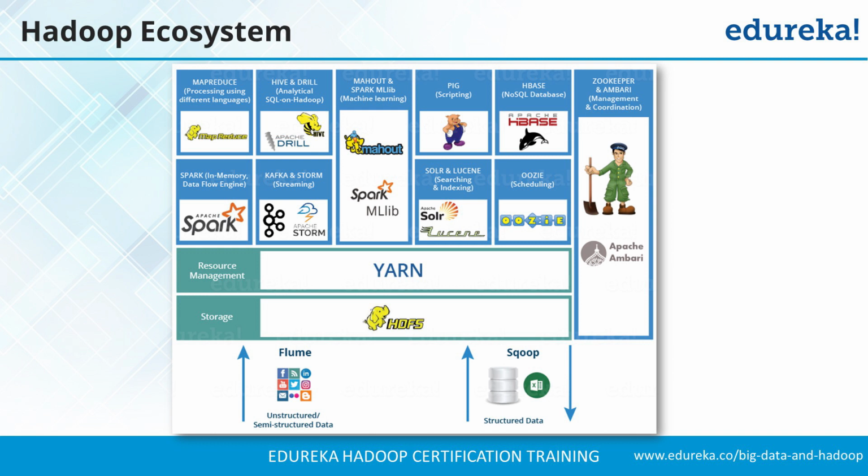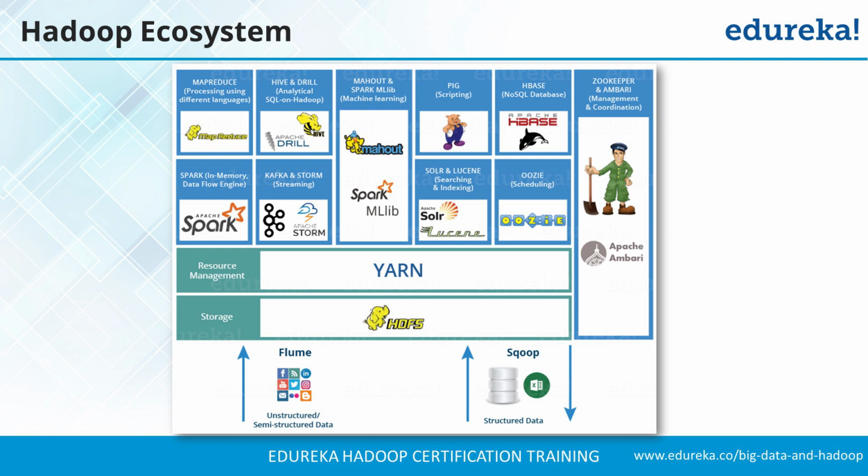Then you have something called Oozie, which is used for scheduling. When you create your jobs and queries, if you want to schedule them on a time basis, you can use Oozie as a workflow scheduler. You can create a workflow of multiple jobs in Oozie, and run them at a particular time if you want.